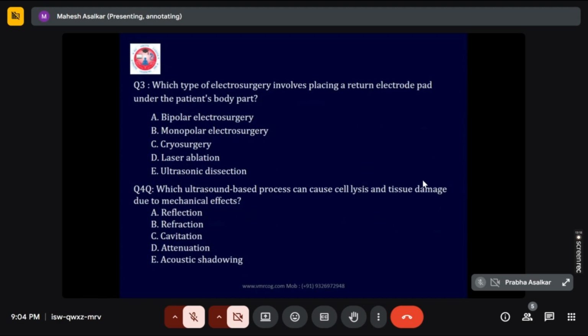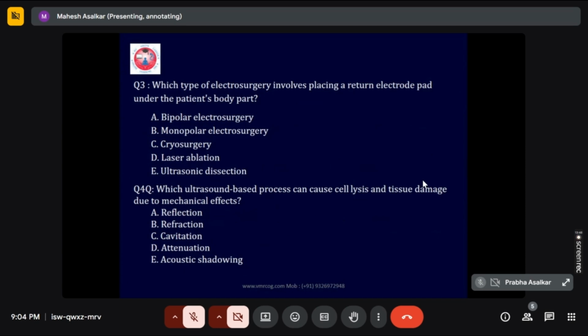Which type of electrosurgery involves placing a return electrode pad under the patient's body part? A. Bipolar electrosurgery. B. Monopolar electrosurgery. C. Cryosurgery. D. Laser ablation. E. Ultrasonic dissection. It is B. Monopolar electrosurgery. Correct.